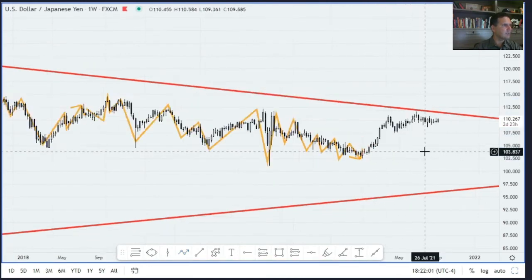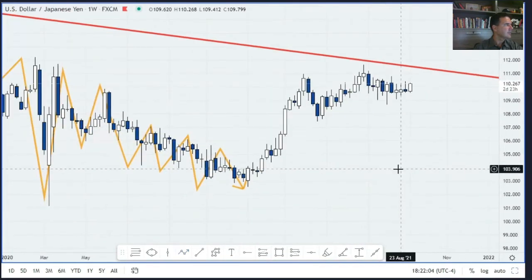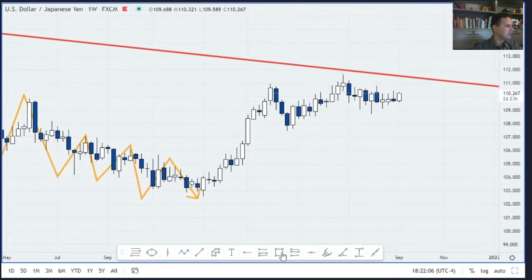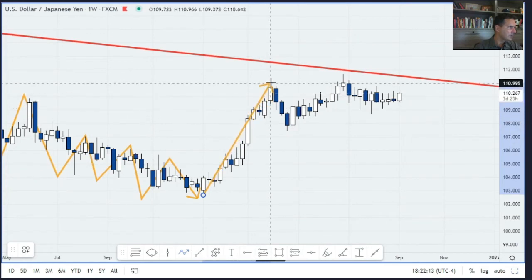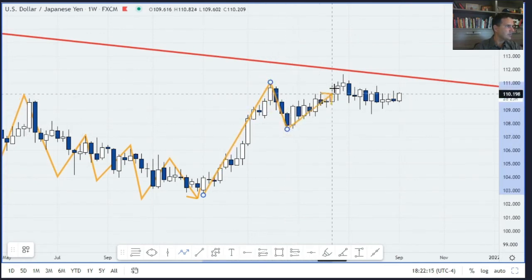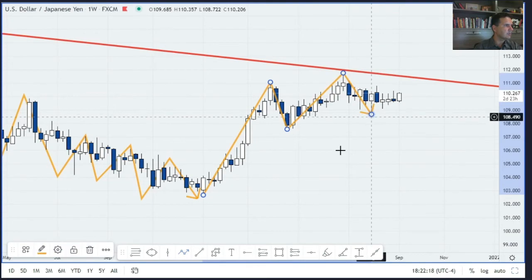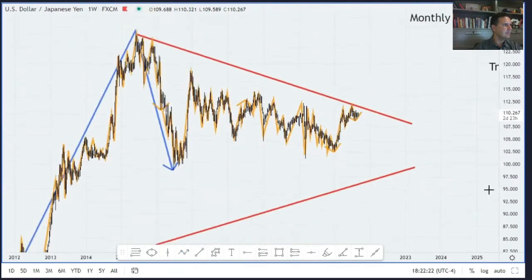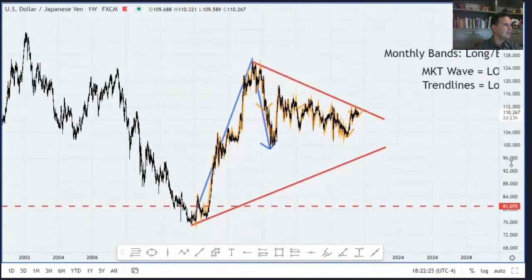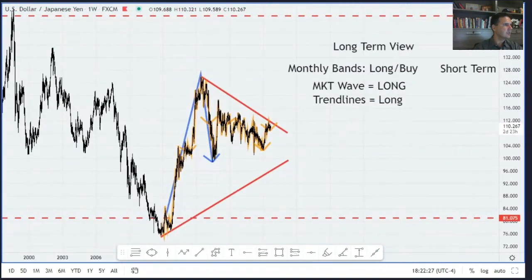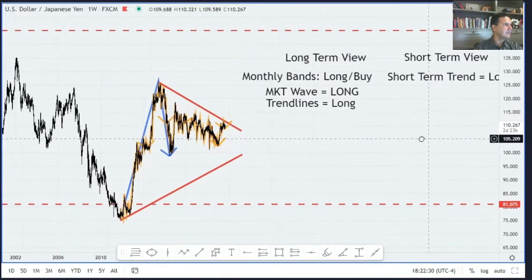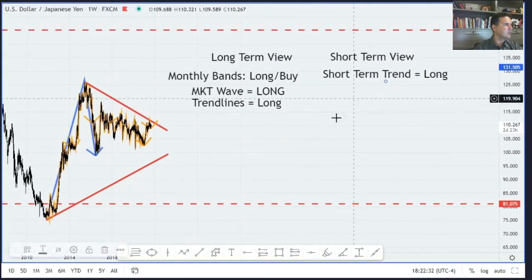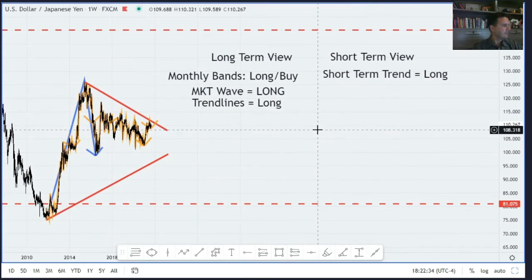Now let's zoom in here because this is important. USD JPY weekly chart, low to high, high to low. So low to high, high to low, low to high, high to low. And one more time, we are going to zoom in and then zoom out, and we are going to try to identify what is happening from the weekly standpoint.